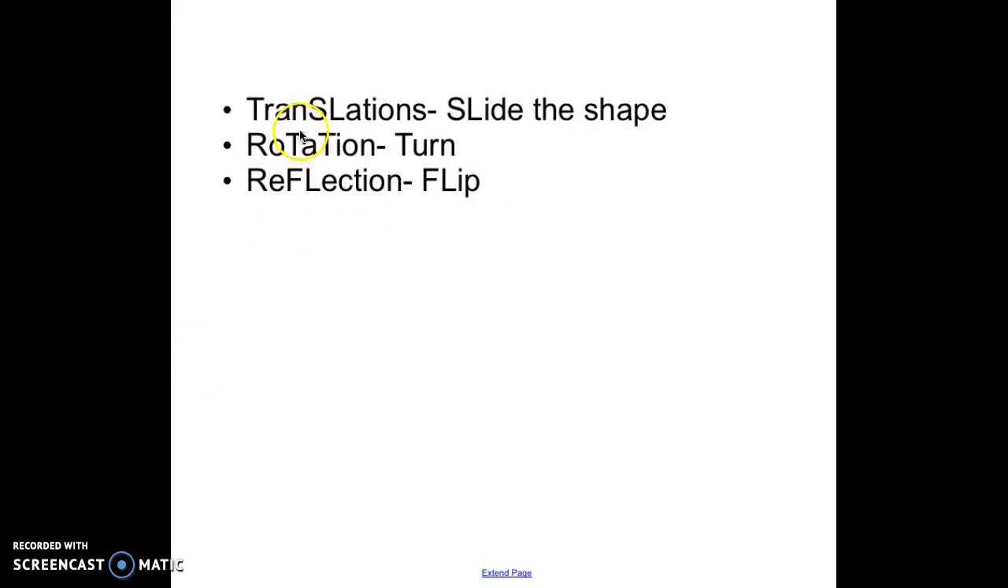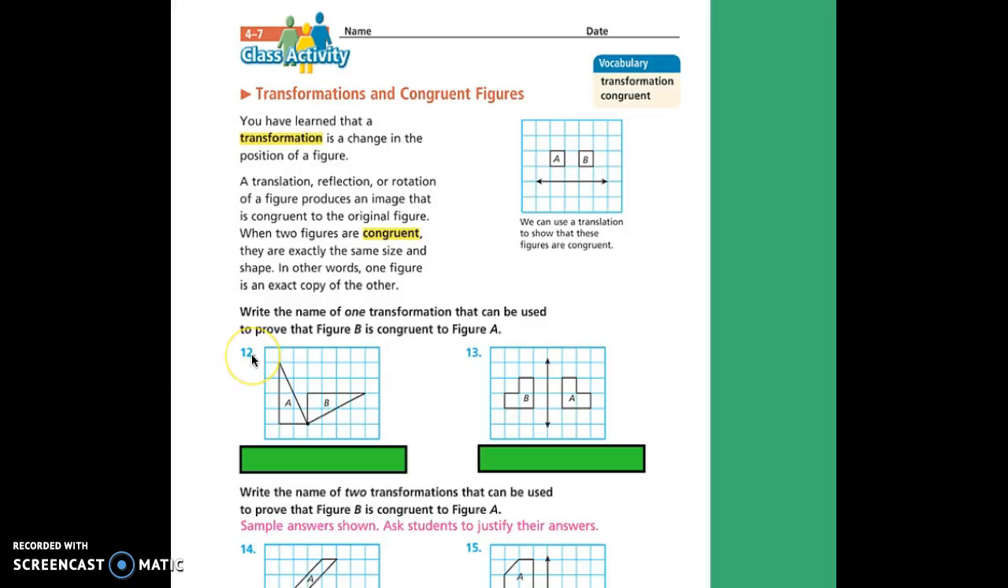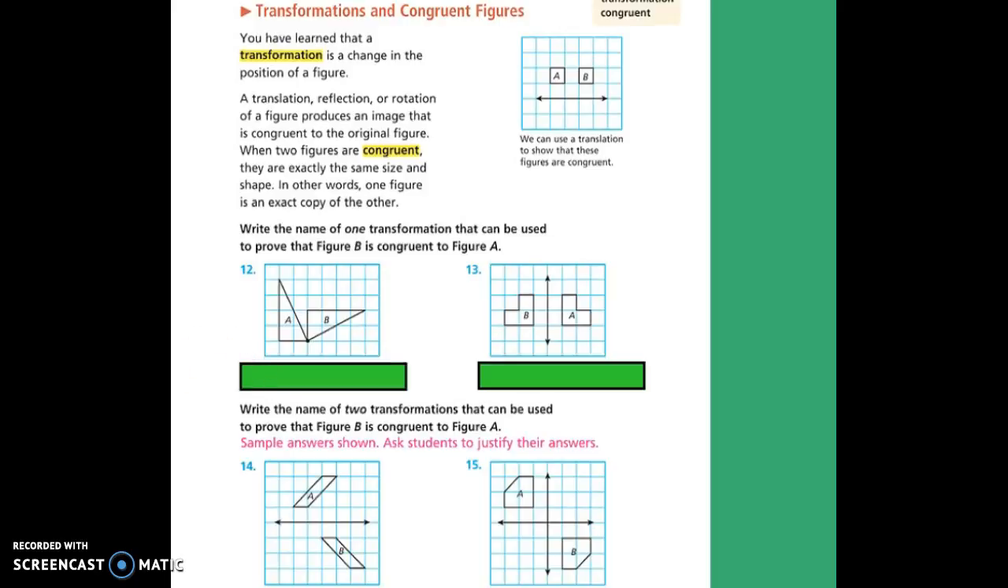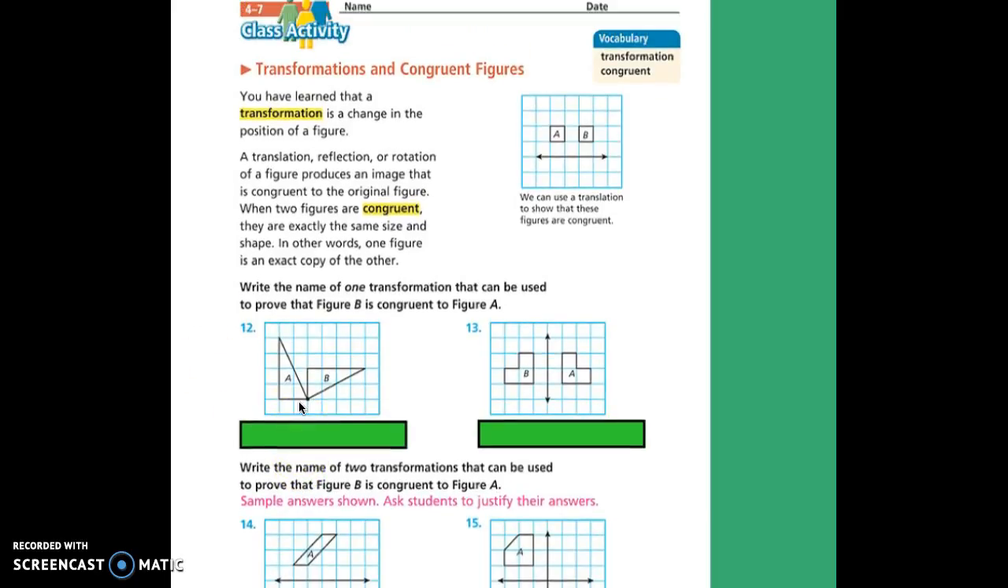Okay, good. One more review. Translation is a slide. Rotation is a turn, and reflection is a flip. All right. Now, one thing that we have to think about is that, remember, a transformation is just a change of the position of the figure. We can have a translation, a slide, a reflection, a flip, or a rotation, a turn of the image.